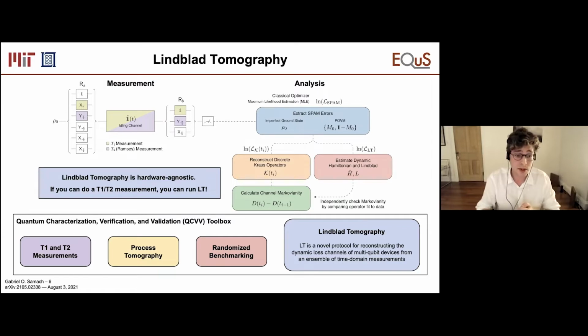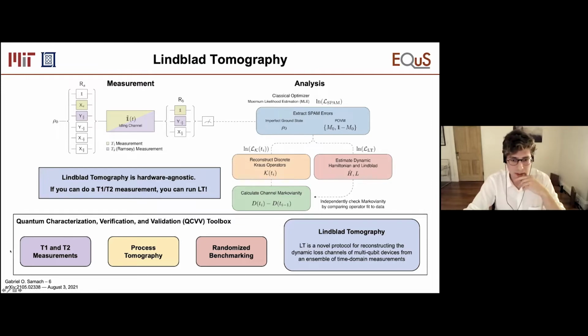And in some sense, if you can run a T1 or T2 measurement in your lab, you can run Lindblad tomography. So the overhead required for implementing this technique should be fairly straightforward, given the techniques that experimentalists are already running in their lab.